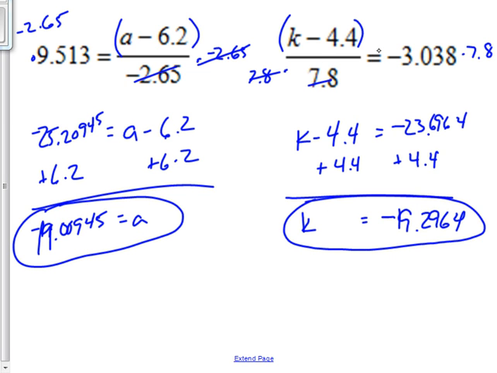Now, the reason I always say hit equals is because there's parentheses around this. So if you just type this in and then hit divided by 7.8, it's going to do the 4.4 divided by 7.8 first, and then it's going to do K minus whatever that is. So you got to hit equals to go ahead and finish that out. So that's our last example for this lesson on two-step equations with decimals.